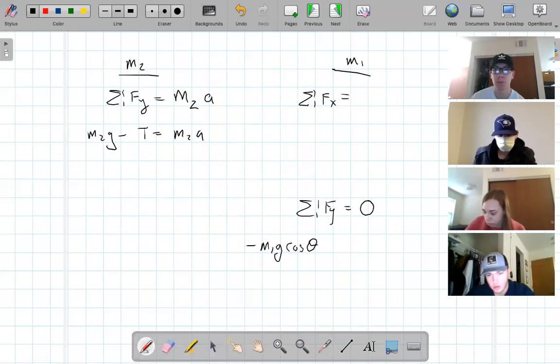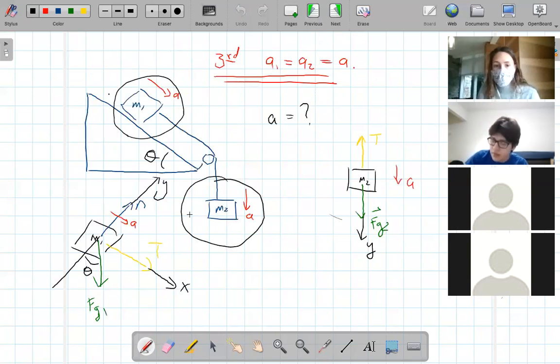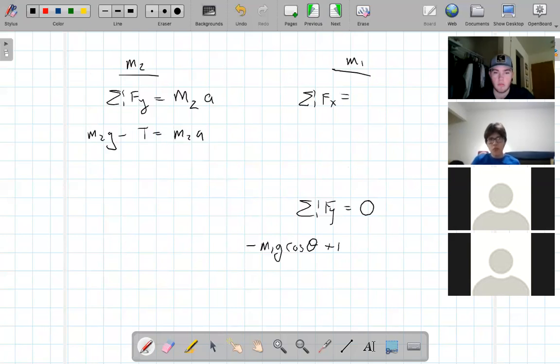Sorry about that. So who haven't I picked on yet? Paige, let me pick on you now. In the Y direction, what's the other force in the Y direction? Normal force. Good. All of it or part of it? All of it. Positive or negative? Positive. Good. Plus normal force is equal to 0.